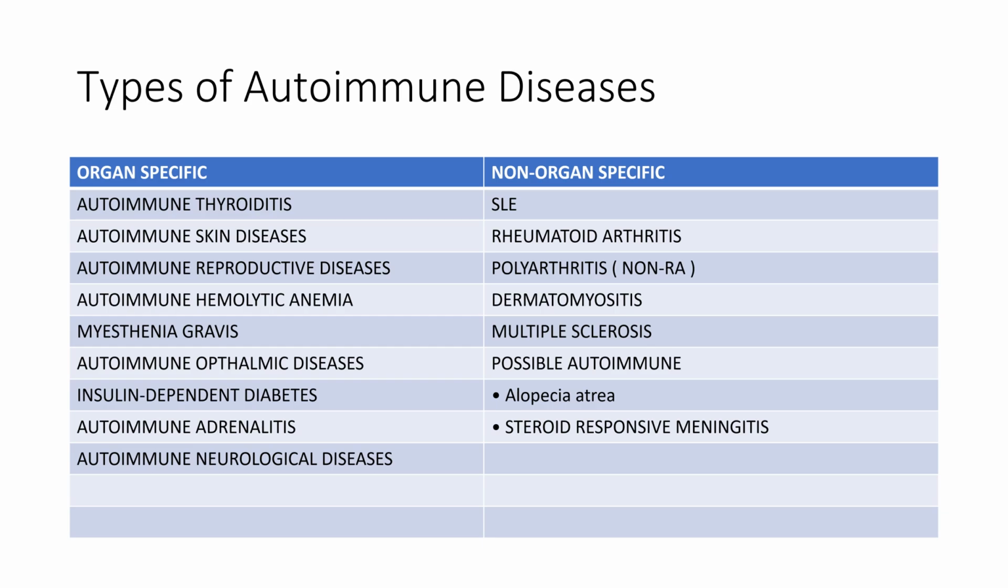So the types of autoimmune diseases, as I have already told you, are organ specific, non-organ specific, and blood related disorders. Organ specific examples are autoimmune thyroiditis, skin diseases, autoimmune reproductive diseases, hemolytic anemia, myasthenia gravis, autoimmune ophthalmic diseases, insulin dependent diabetes, autoimmune adrenalitis, and autoimmune neurological diseases. Whereas non-organ specific includes SLE, rheumatoid arthritis, polyarthritis, dermatomyositis, multiple sclerosis, possible autoimmune alopecia areata, and steroid responsive meningitis.